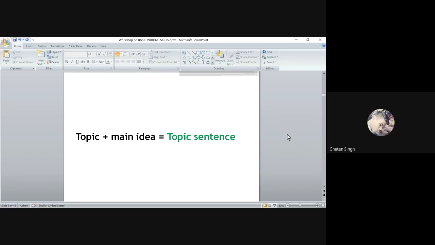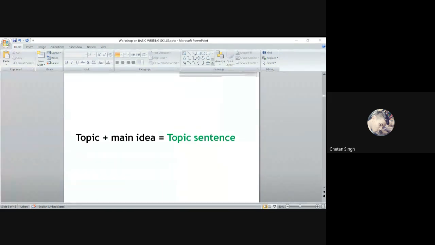Okay. Ma'am, one small thing. Regarding the supporting sentences, even though what I'm writing is adding to the topic, it's not directly relevant. Should I refrain from adding those excessive sentences, or should I add them?